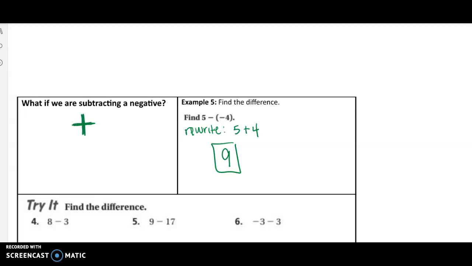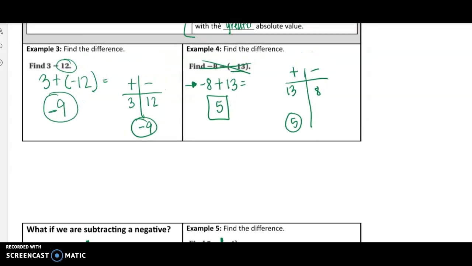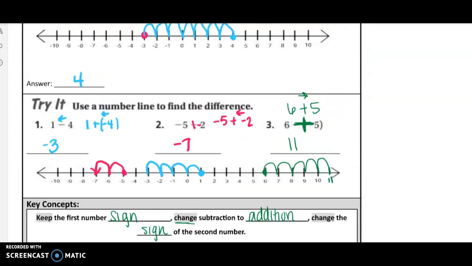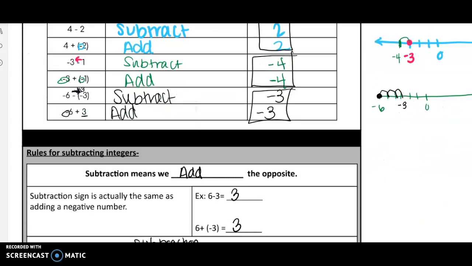You'll see I typically just write this in our notes: minus a negative always turns out to be just plus a positive number. Just like we saw above, we have plus that positive number. Anytime we see minus a negative, and you could have seen that up here in our warm-up, we just add.